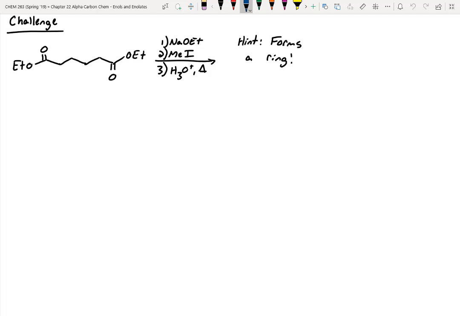All right, so let's go through this problem just step by step. The first step, we know we have ethoxide. Ethoxide's a pretty good base. We know we've got alpha protons. Doesn't really matter which alpha protons we grab, so I'm just going to pick one side, and then we'll show our enolate down below.